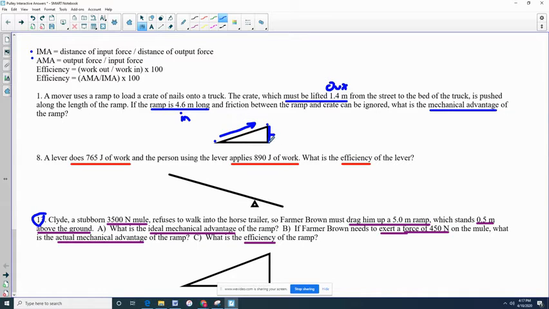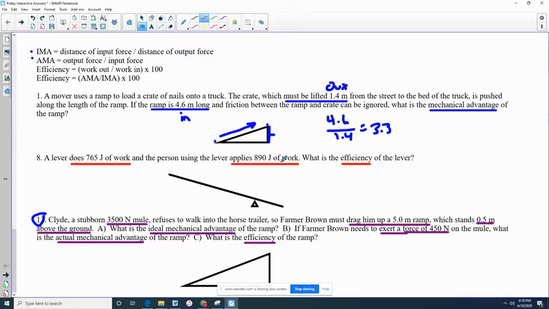Okay, so the crate will be lifted up 1.4 meters, but you're going to have to push it for 4.6 meters. So the way to solve this problem is you're going to plug in 4.6 for the distance of the input force and divide that by 1.4. So 4.6 divided by 1.4. And if you do that out, you're going to get 3.3.